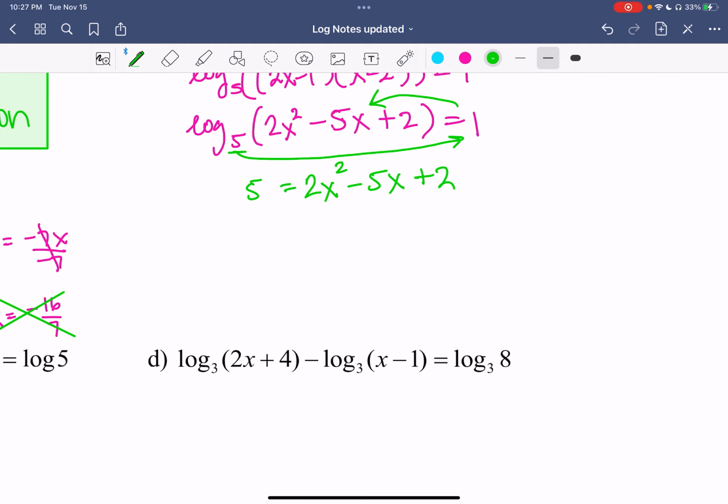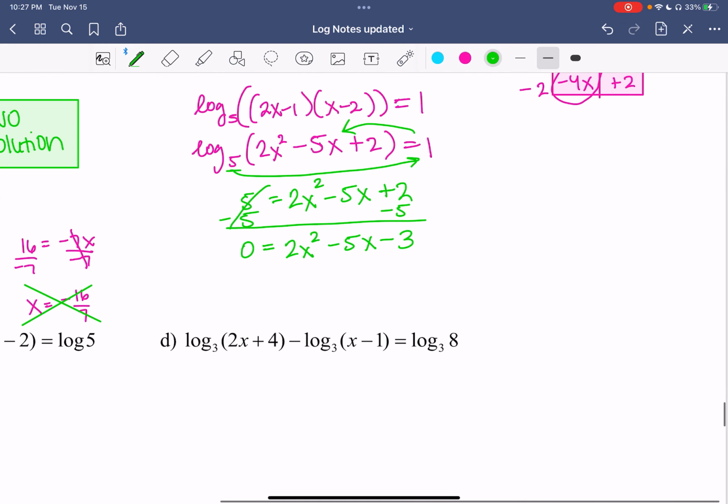Okay, now this is a quadratic. To solve for quadratics, you use X method, but before you use X method, you need to have your quadratic equal to 0. So I'm going to subtract 5 from both sides so that this can be equal to 0. We have 2x squared minus 5x minus 3. Now I'm going to do X method.